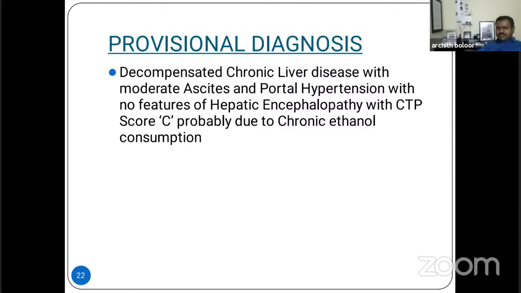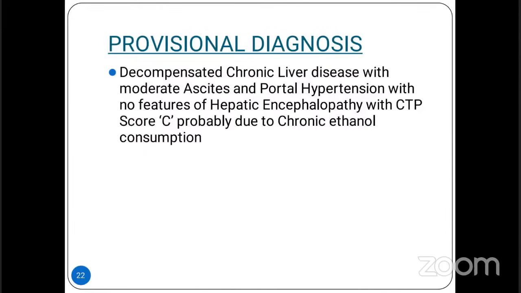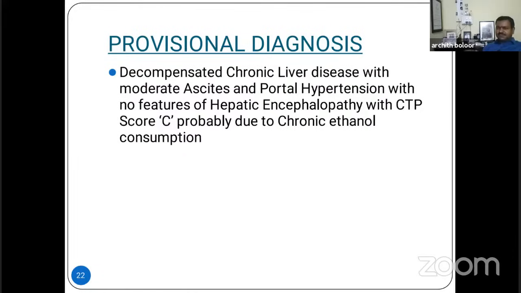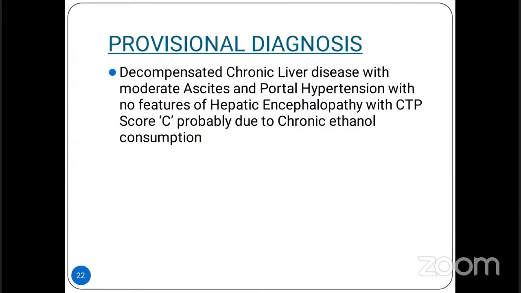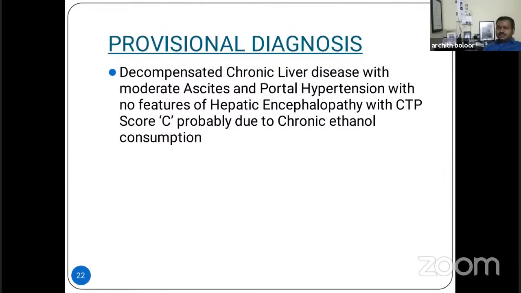Now, which of these is a marker of acute liver disease and which is a marker of chronic liver disease? Albumin is chronic liver disease, so this patient has definite chronic liver disease. Which is the marker of acute liver disease? Prothrombin time. So prolonged prothrombin time is a marker of acute liver disease in this patient. So definitely this patient has an acute on chronic liver disease.